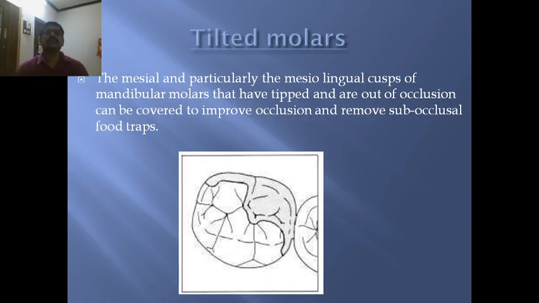There will be certain cases where the molars will be tilted. In such cases, the mesial or the mesiolingual cusp of the mandibular molars that have been tipped and are out of occlusion can be covered to improve the occlusion and remove the subocclusal food traps.